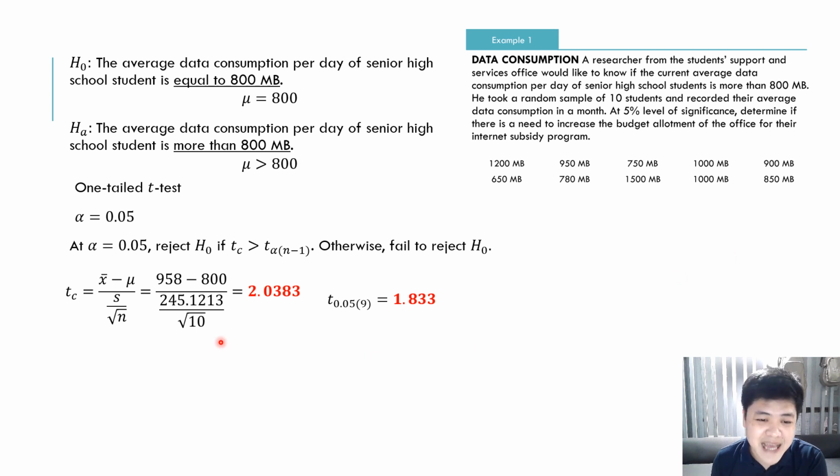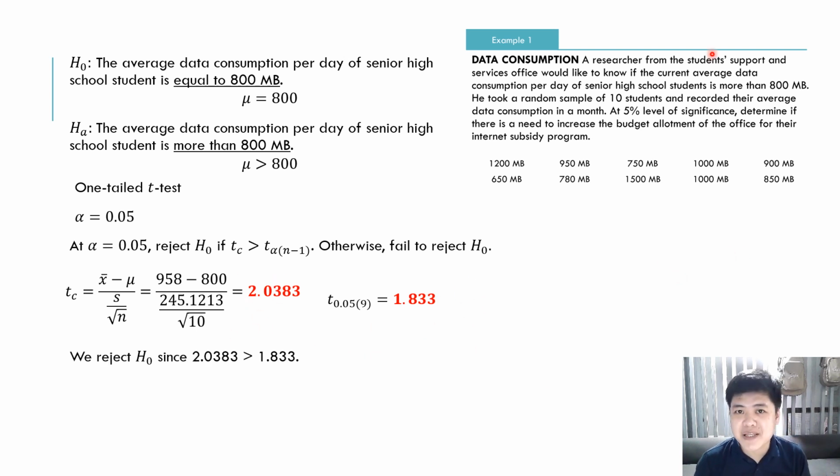So obviously, mas mataas to kesa dito. So our decision will be to reject the null hypothesis because our computed value of t, which is 2.0383, is greater than the tabular value of t, which is 1.833. So we reject the null hypothesis. We reject this in favor of this one. So sabihin, your data is sufficient enough to say that the data consumption is actually more than 800 MB.